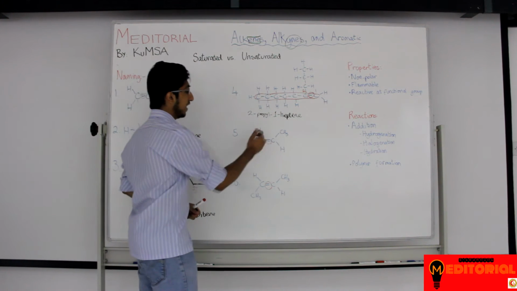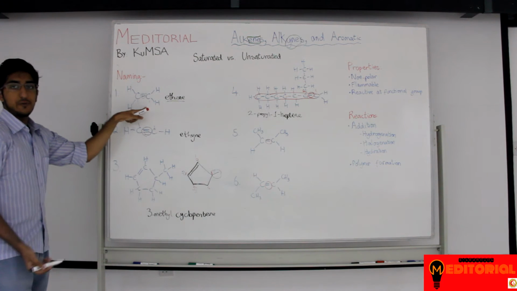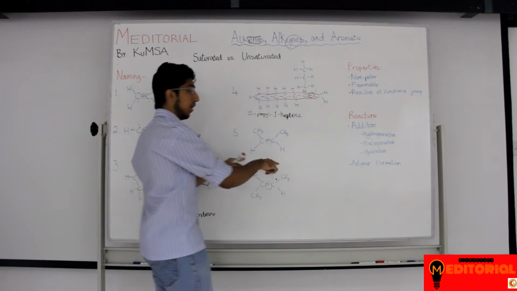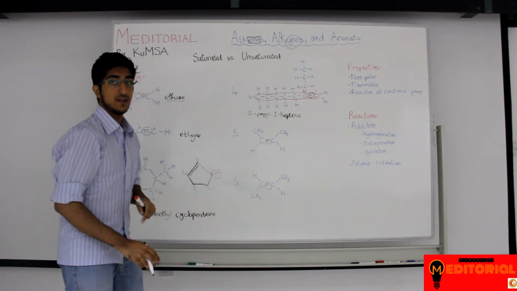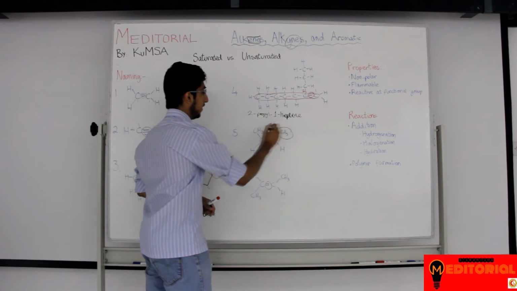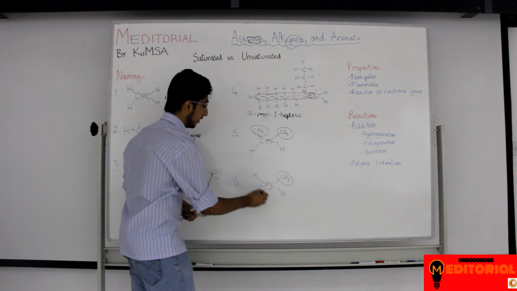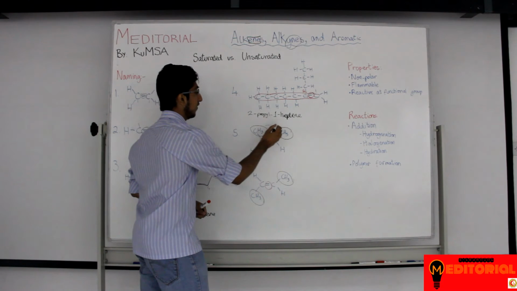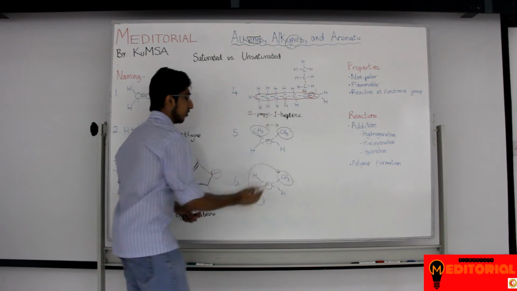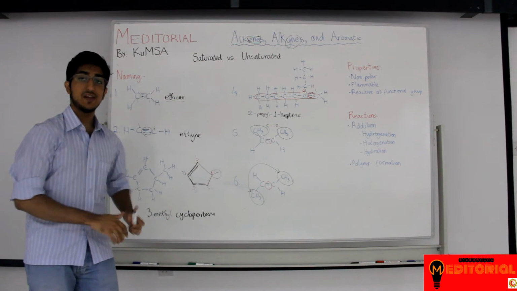If this was all the same group, it wouldn't matter. For example, if we had ethene, it wouldn't make a difference. But if we have 2 different groups on both carbons, this is where the isomerization can come true. So I have a methyl group here, and a methyl group here, and a methyl group here, and a methyl group here. In this case, they're on the same side, and in this case, they're on opposite sides. So obviously, although their formula is the same, their structural formula is different.